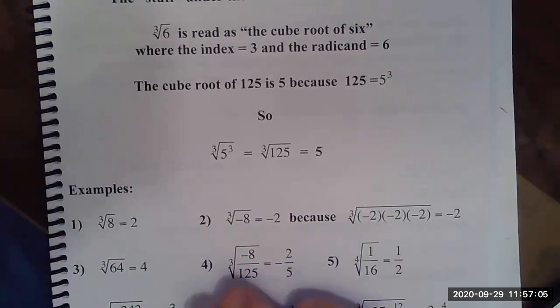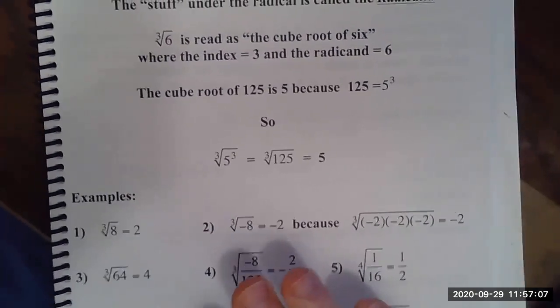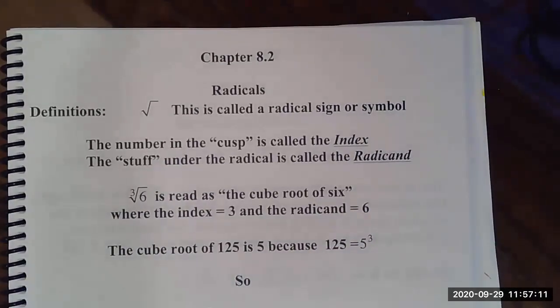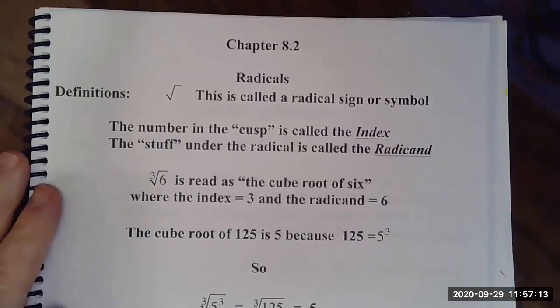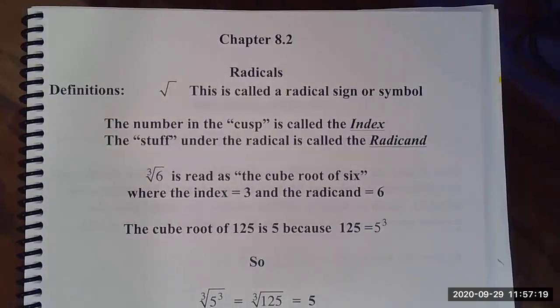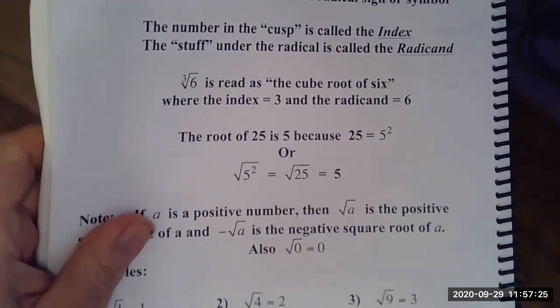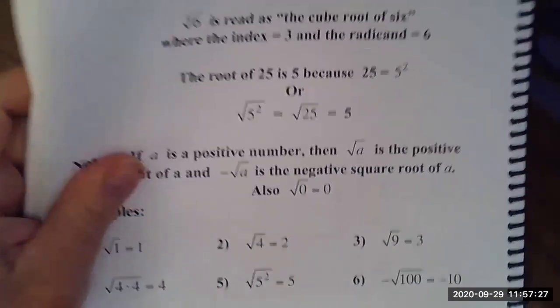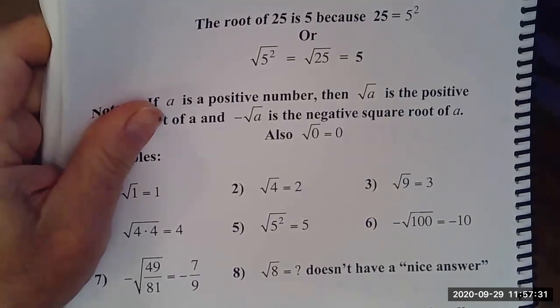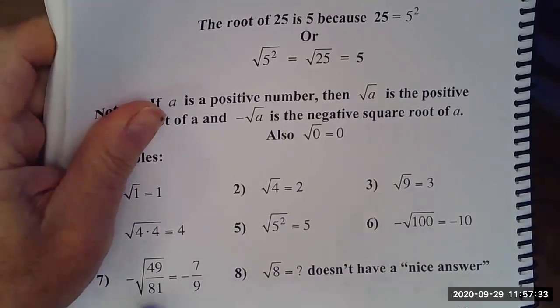So in 8.2, see, that was 8.1, just an introduction. 8.2 continues with dealing with radicals, but like the last problem that had an 8, this one here, it's not a perfect square. I'll say it again. Perfect squares, but a different way.